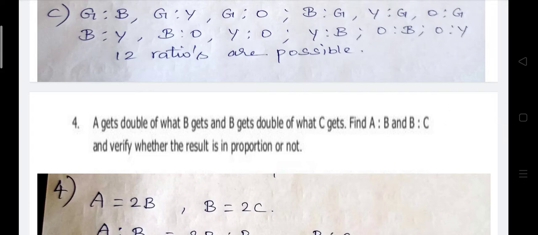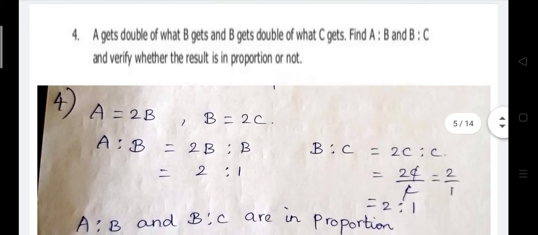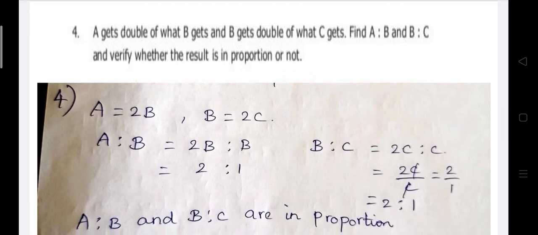A gets double of what B gets and B gets double of what C gets. Find A is to B and B is to C and verify whether the result is in proportion or not. A gets double of B gets means A is equal to 2B, and B gets double of C gets means B is equal to 2C. Find A is to B and B is to C.